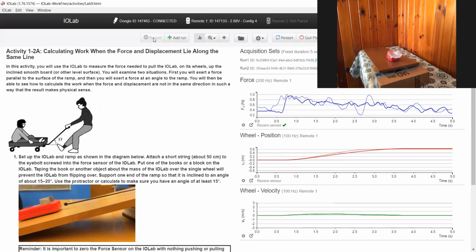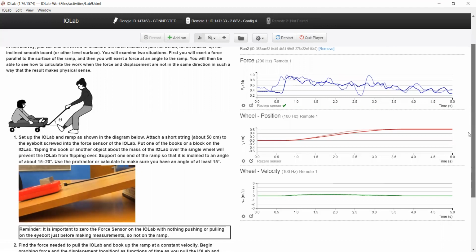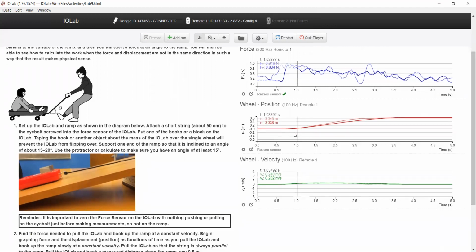Okay, so we have to find a region where the force and velocity are constant while moving, when the applied force is constant. So if we see here, you can take that region also. This was the region when the IOLab position is changing, meaning the IOLab was moving. Here it was zero, meaning it was not moving until here, although the force was being applied. So a constant force was applied during this region. Okay, so we can take one of them.